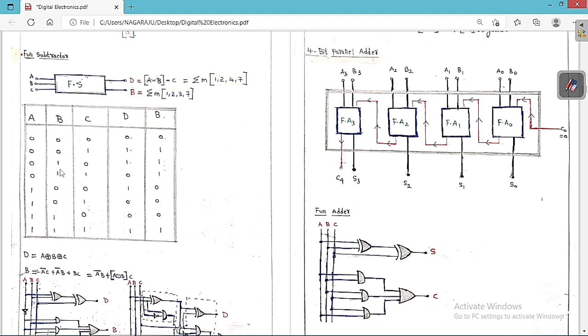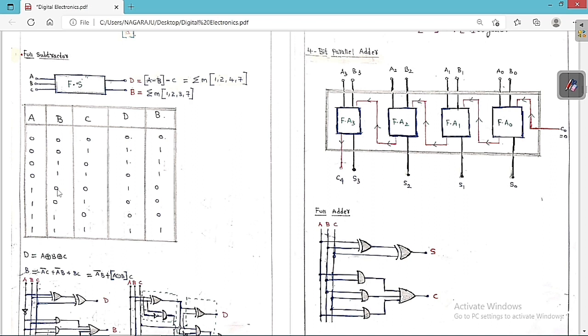Then 0 minus 1, we can't do the subtraction, so definitely you take a borrow. So 2 minus 1 is equal to 1, 1 minus 0 is equal to 1. So the difference is 1 and the borrow is 1. Again 0 minus 1, so we take a borrow of 1. 10 is nothing but 2, 2 minus 1 is equal to 1, 1 minus 1 is equal to 0. So this is 0 and the borrow is 1.